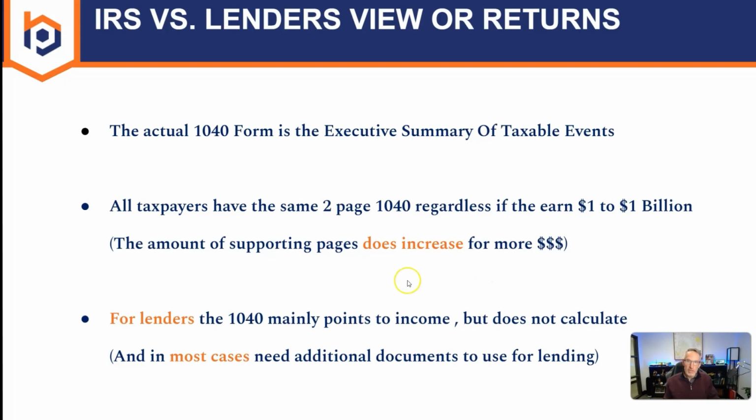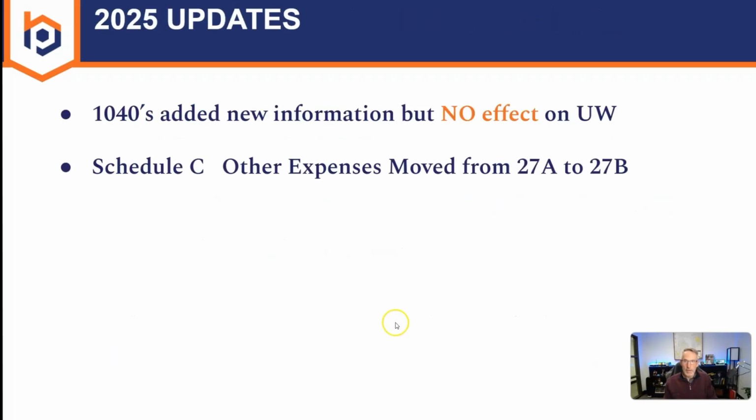Remember the other thing, when we talk about the IRS versus lenders' use of a tax return: for lenders, it's just to point to or find income. You can't really calculate most incomes using the 1040. There's always supporting documentation you need to go get. But for the IRS, it just adds everything up and assesses taxes. So in most cases with the 1040, you're going to need to ask for additional information. And this training on the 1120 today will help you understand what information is needed to round out what you need to do underwriting.